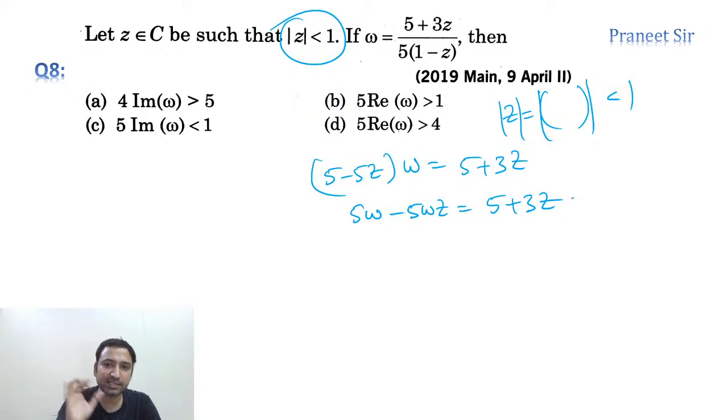So our aim is to calculate the Z value. So let's bring all the Z terms to one side. So 5 omega minus 5.